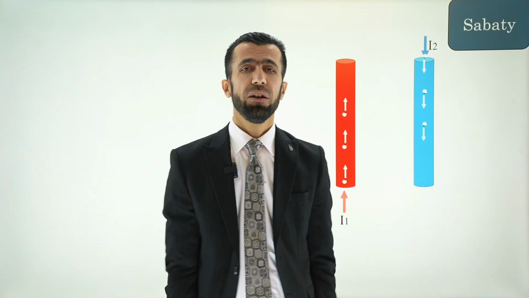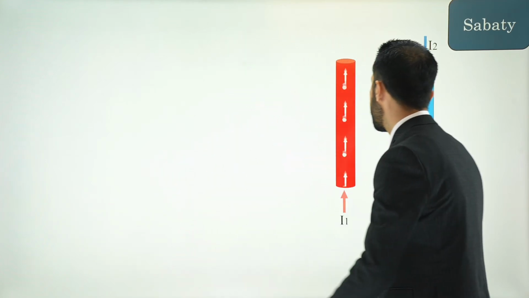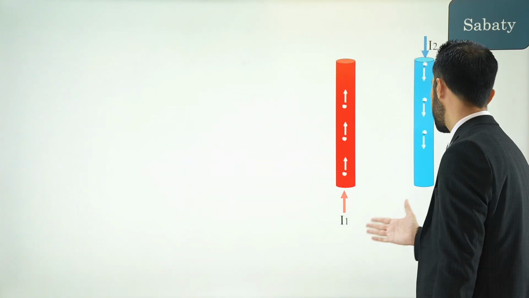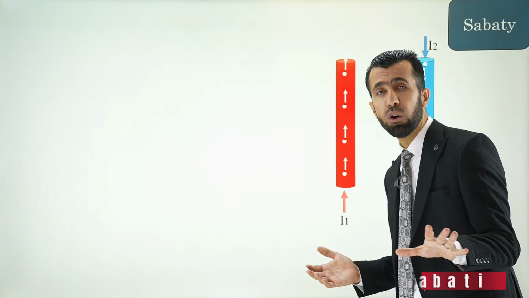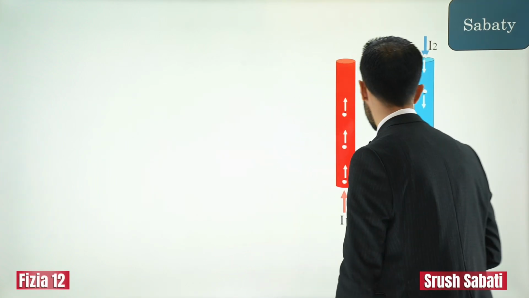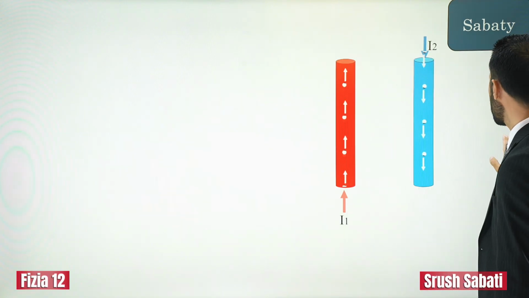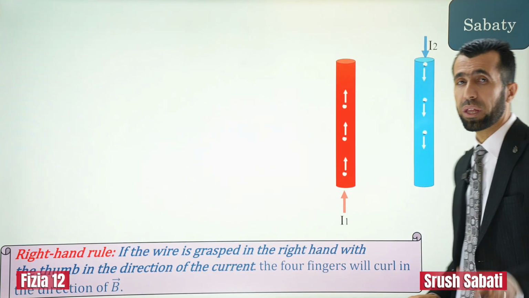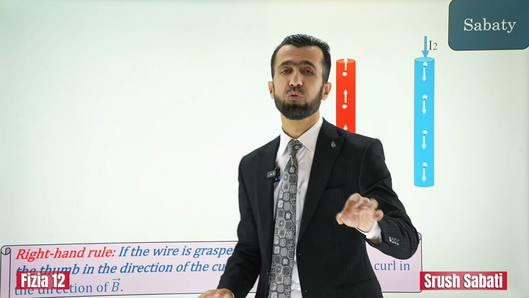For physics lovers, I'll explain this two-wire problem, where current passes through each wire, for 12th grade, chapter 5. Look, first of all, I will remind you of the right-hand rule for the straight wire.